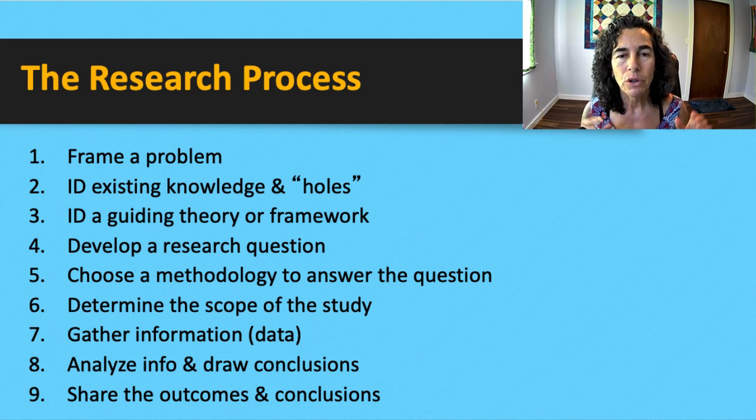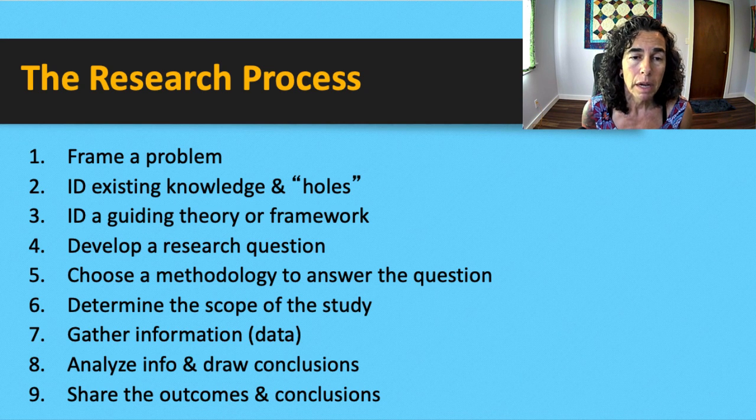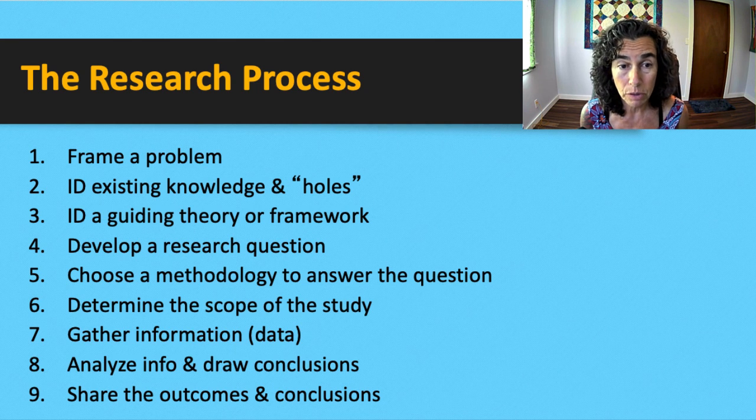All right, so the research process. Number 1, you frame a problem. What's a problem? We don't know what the best OT treatment for long COVID is. Number 2, we identify existing knowledge and holes. So we know something about treating COVID. We know something about treating other long-term neurological problems, but we don't know how it applies to COVID specifically, and we don't know everything about it yet. That's the hole, and we're always looking for the hole. So you'll hear me talk about that a lot.